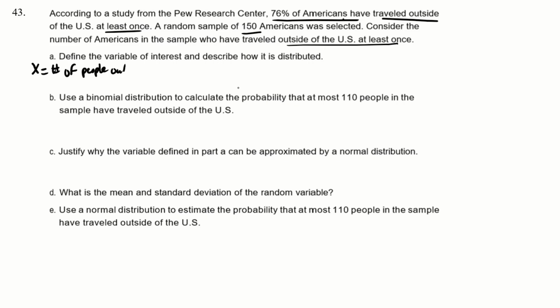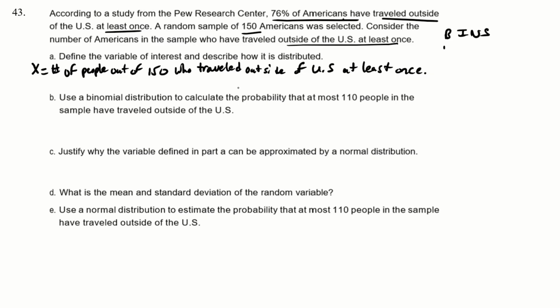out of the 150, right? Who traveled outside of the U.S. at least once. Okay, and we want to say, how is it distributed? Well, does it satisfy BINS? So either they have or they have not traveled outside at least once. Each person is independent. Number of trials, 150, is the same. Probability of success is the same, 76%. Okay, so X, we're going to say X is a binomial random variable.